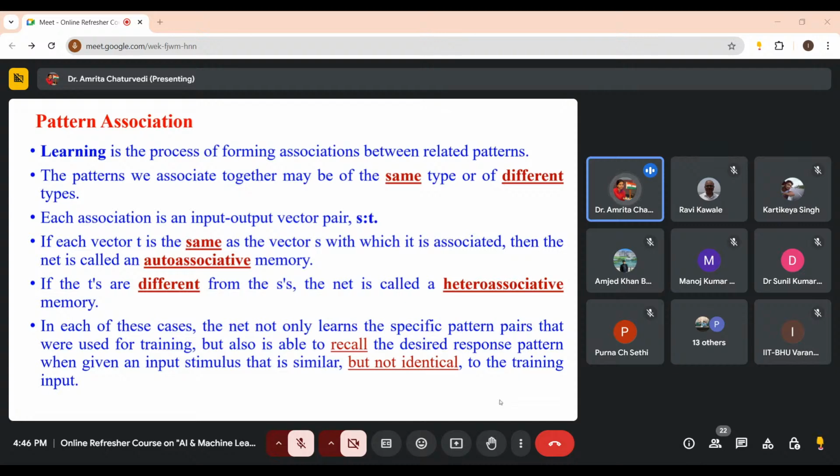In each of these cases, the net not only learns the specific pattern pairs that were used for training, but is also able to recall the desired response pattern when given an input stimulus that is similar to, but may not be identical to, the training input. That means they are able to tolerate noise and missing values up to some extent.